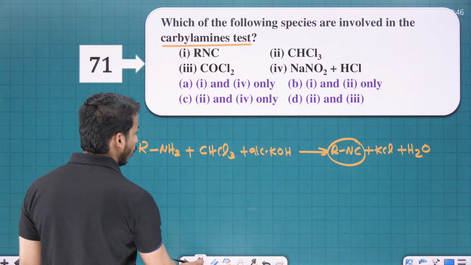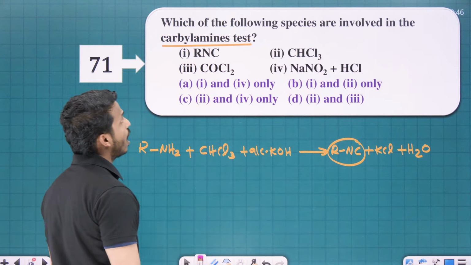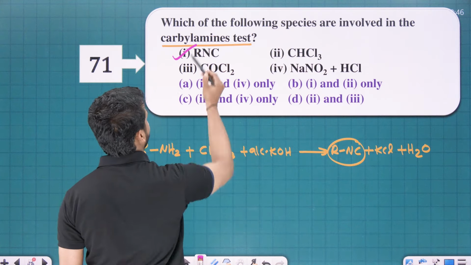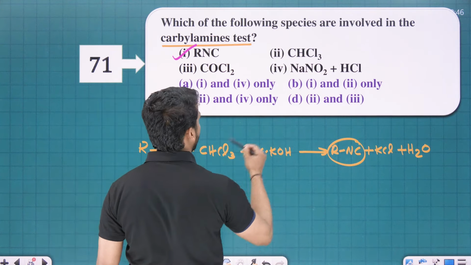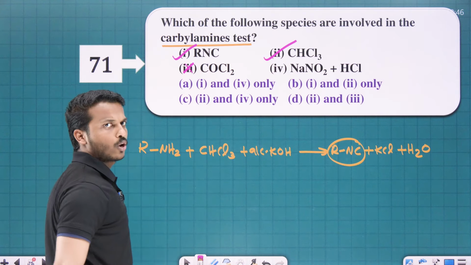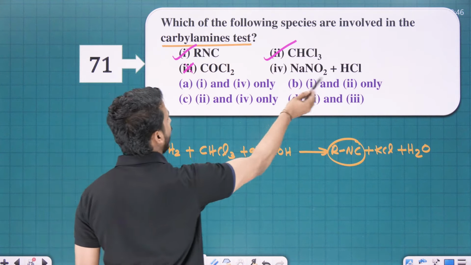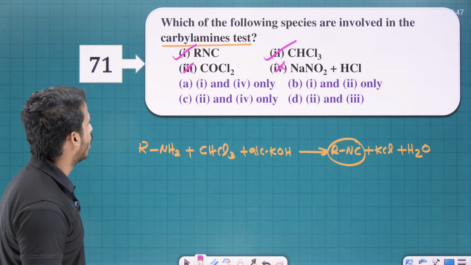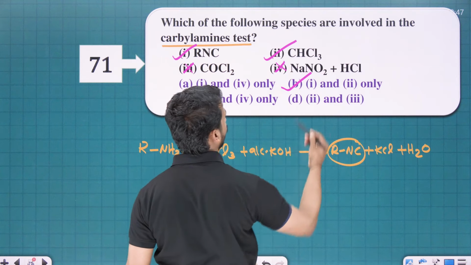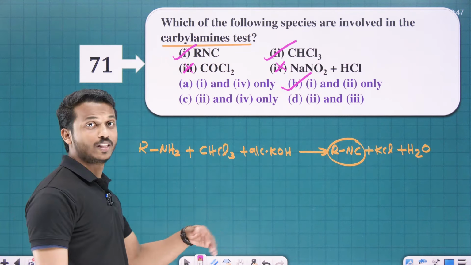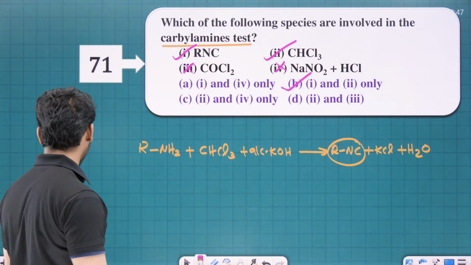Question. Which of the following species are involved in this one? See, isocyanide is there or not? Yes. Chloroform is there or not? Yes. COCl2, what is this? Carbonyl chloride is not required here. NaNO2 HCl, not required here. So, 1 and 2 are possible. 1 and 2 only. Clear all of you? Whether you know the reaction, that's a checking one.